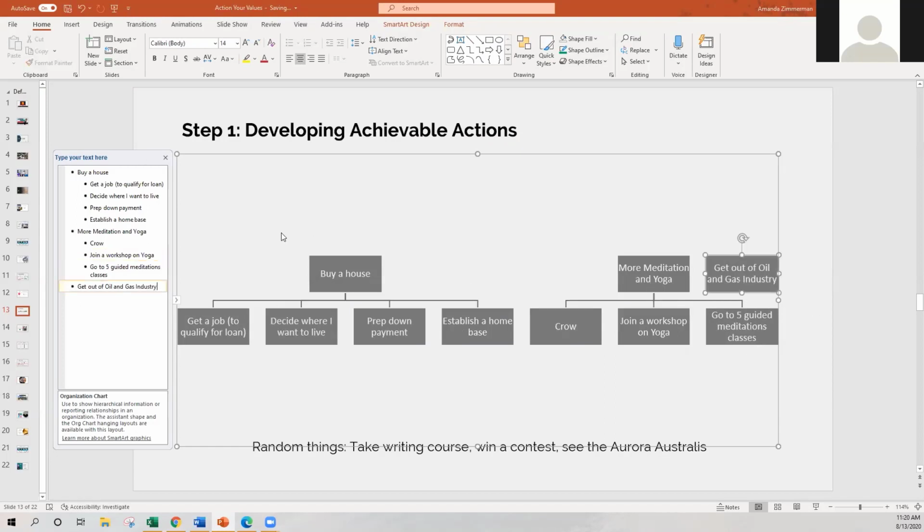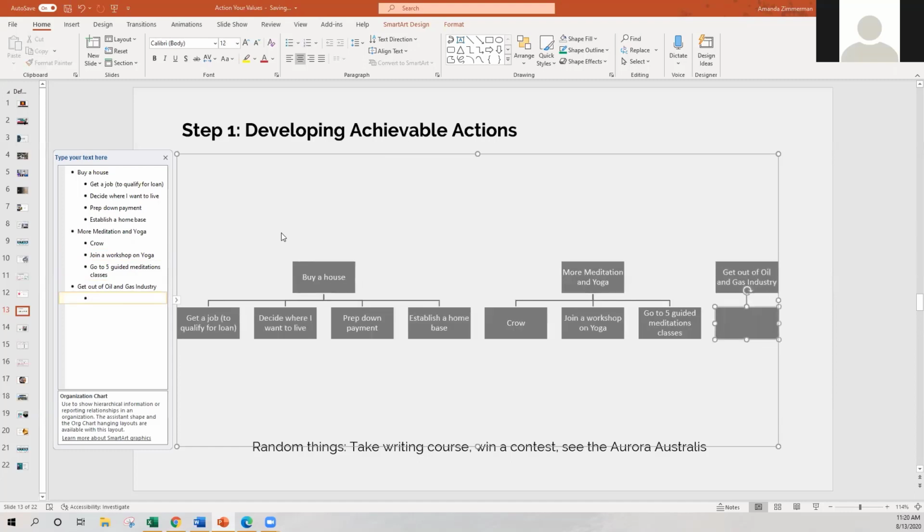Get out of the oil and gas industry. So basically what this is saying is I want to transition to a different industry. So a lot of us might be looking at career goals. So that might be either getting into a certain type of career or moving our career. Maybe you were in oil and gas and you want to be in the medical field. Maybe you are in manufacturing, but you don't want to stay in manufacturing. You want to move into hospitality, right?